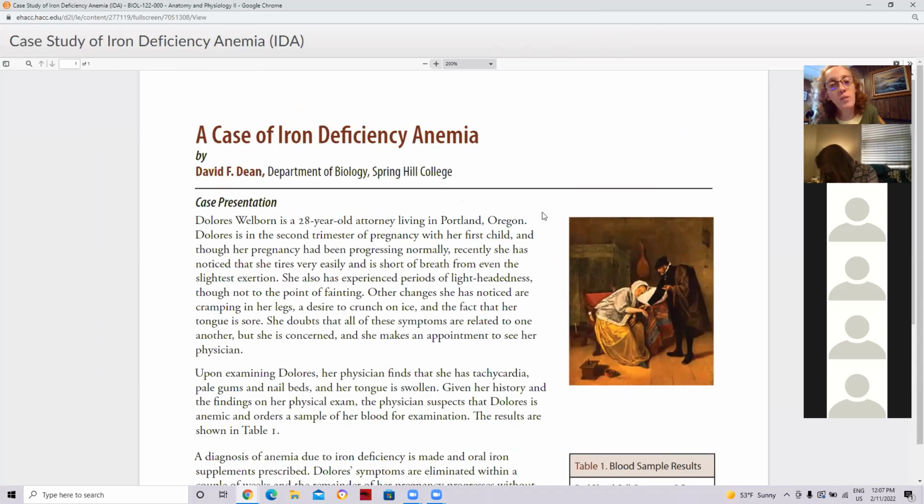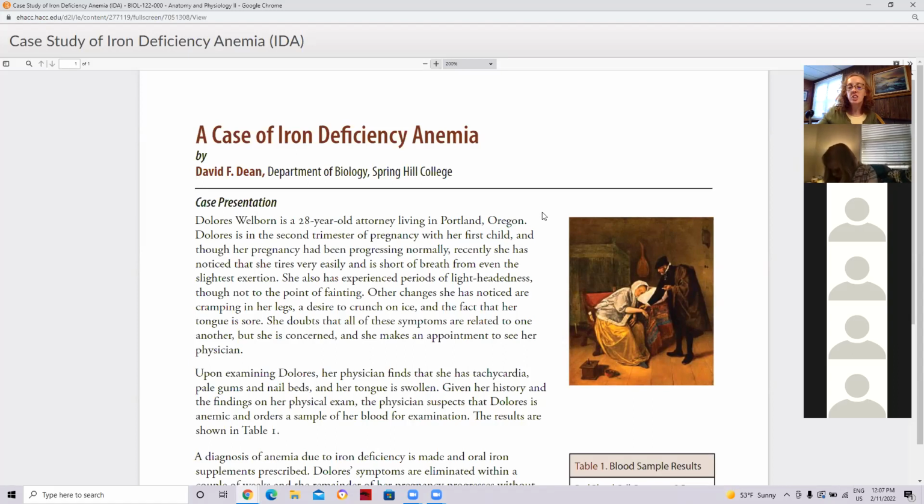So Dolores Wellborn is a 28-year-old attorney living in Portland, Oregon. She's in the second trimester of pregnancy with her first child. And though her pregnancy had been progressing normally, recently she has noticed that she tires very easily and is short of breath from even the slightest exertion. She also has experienced periods of lightheadedness, though not to the point of fainting.